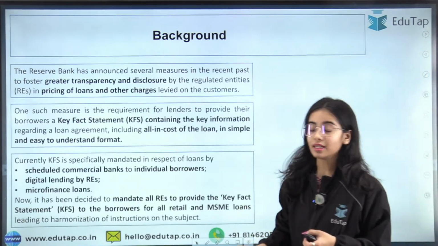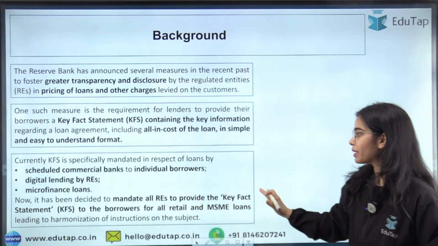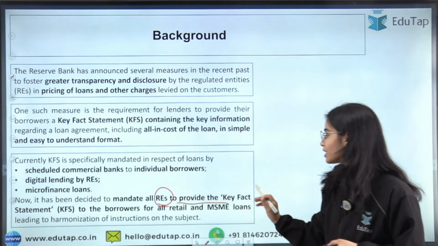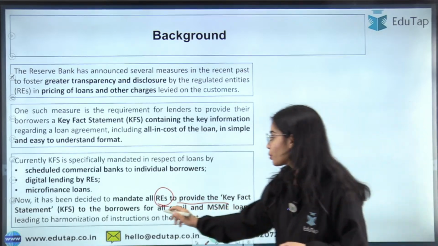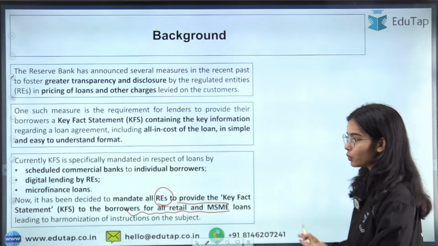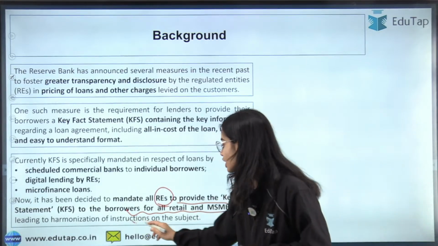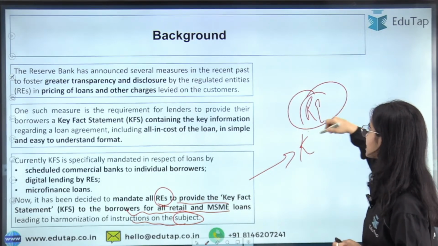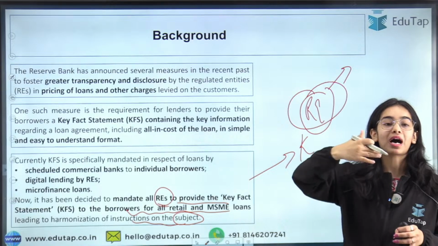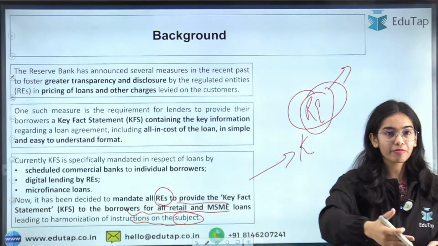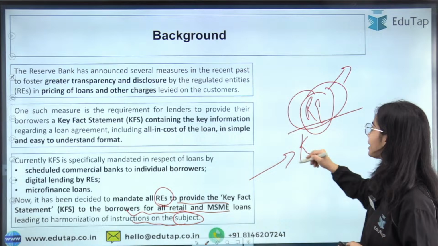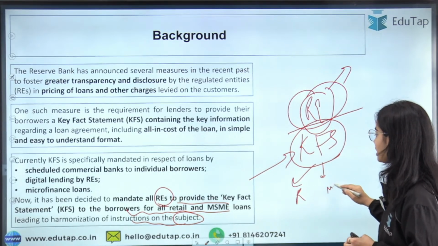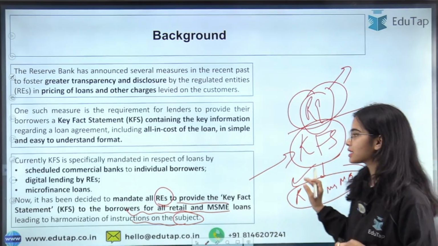So this is the basic idea: now it has been decided to mandate all the regulated entities to provide the key fact statement to the borrowers for all retail and MSME loans, leading to harmonization of instructions on the subject. So all the regulated entities, such as the NBFCs, the banks, as well as the cooperative banks that are providing loans, will have to provide the key fact statement for retail and MSME loans. This is the complete idea.